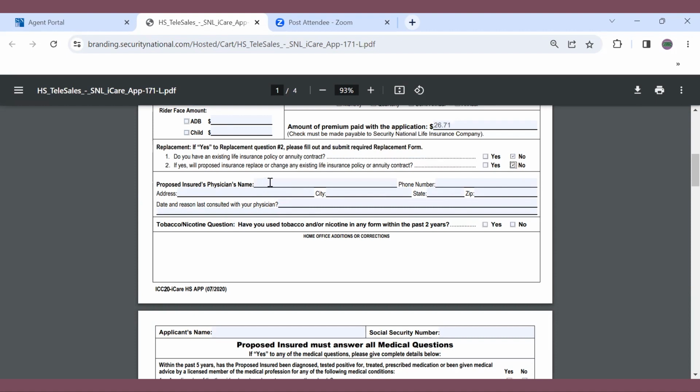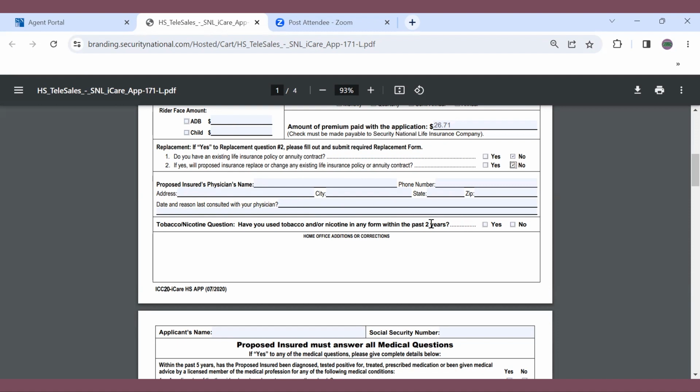If he does not have a doctor, then you can list not applicable or NA, but make sure that we know if he has a doctor, we have that information, because this policy will not go through if they don't have all the correct information. So you have the name, address, phone number of his doctor, and then the date and reason consulted with your physician. So the last time he went, what did he go for?